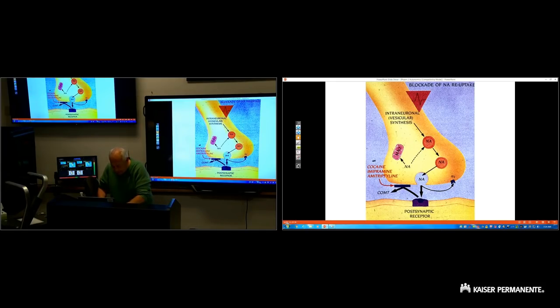What happens if you block reuptake? You don't allow norepinephrine to be taken back up into the nerve. So it stays in the synapse in a higher concentration for a longer period of time. And so do you get a sympathomimetic or a sympatholytic effect? Mimetic, right? Because you got excess catecholamines.